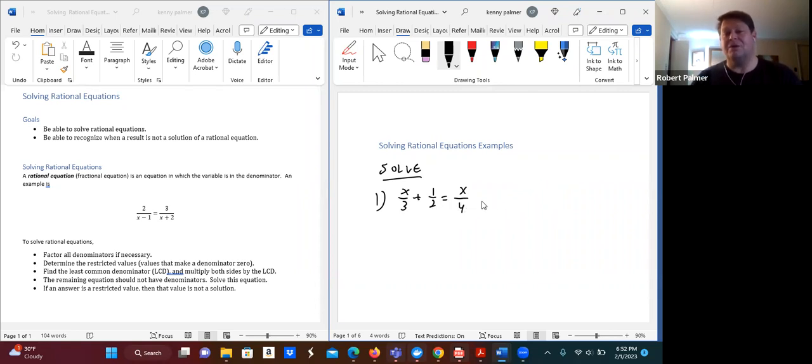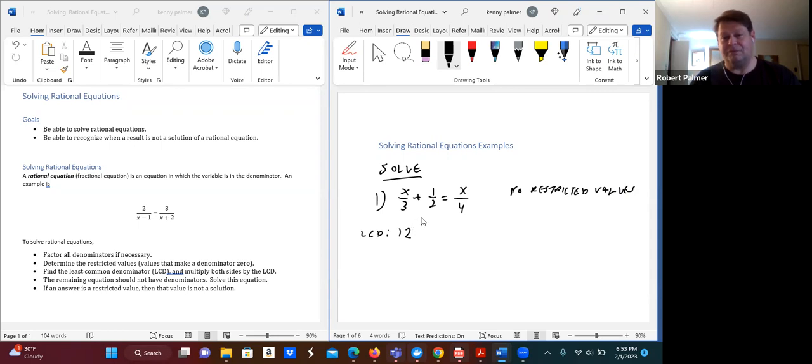In this case, there are no restricted values, because we don't have any variables in the denominator, so there's nothing that can make any of our denominators zero. Now, our least common denominator, LCD, is going to be the smallest thing each one goes into. Between 3, 2, and 4, the LCD is 12.